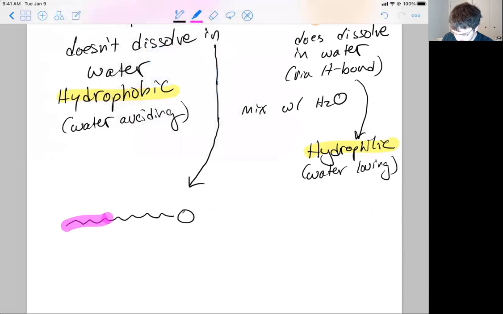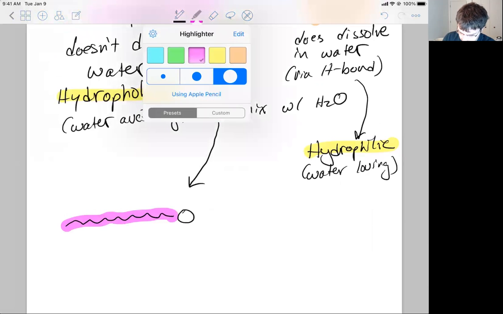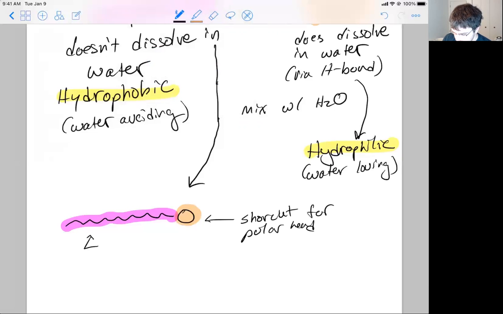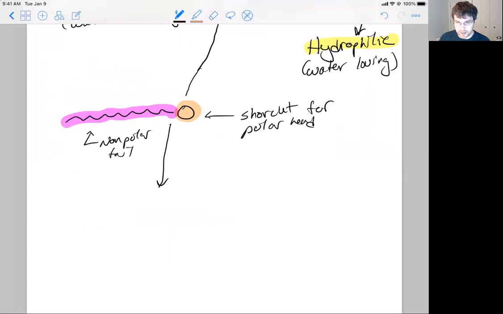I'm just sort of redrawing this. I have my tail now that's a little bit less defined. And then I have my head group. And this is a shortcut or kind of abbreviation for the polar head. And this is the nonpolar tail. Okay. So this is me abbreviating the structure so it's a little bit more manageable because I'm about to draw at least 20 of these things. So I haven't quite gotten to the water yet. So let's just say, kind of have our arrow intersecting that. So that's me abbreviating that structure a bit.